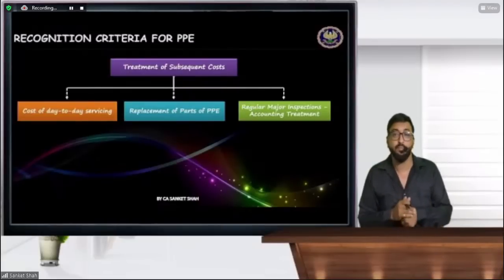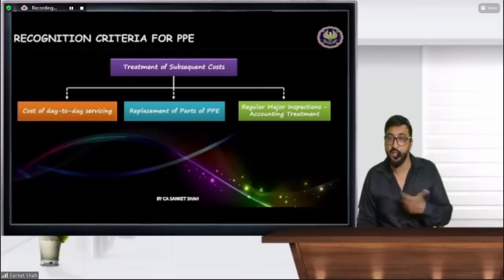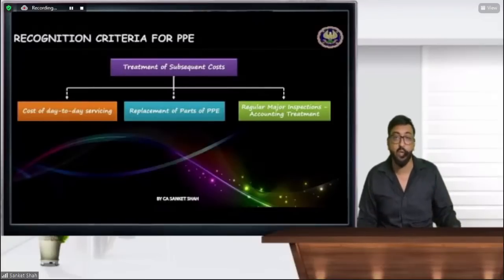So see, initially it is very easy, sir. Initially, one time you incur that cost for buying the asset. But afterwards, why do you incur cost? Because you have to incur it on a day-to-day basis. So it is a servicing cost in simple language. Replacement of any worn out part, that you replace with a new part.